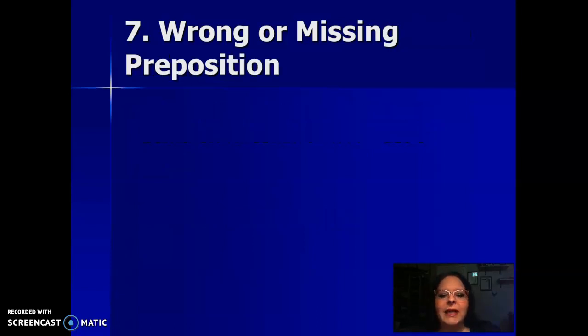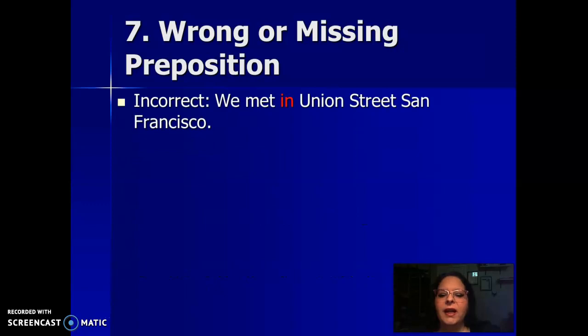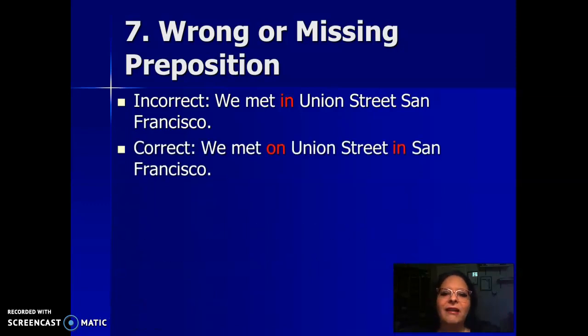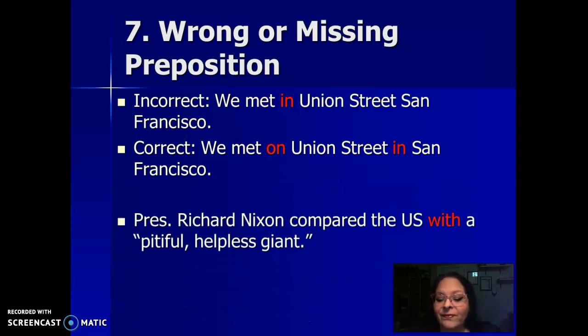A wrong or a missing preposition. Prepositions are basically the things that a squirrel can do to a tree. They can go through it, under it, around it, in it, they can be on it. So we met in Union Street, San Francisco. That means you are in the street. Don't get hit by a car. Instead, we met on Union Street in San Francisco, because you can live in a city, you can be in a city, and you can be on a street, but not really in a street unless you want to get hit by a car.